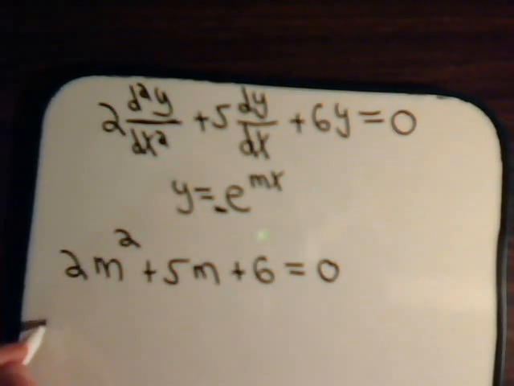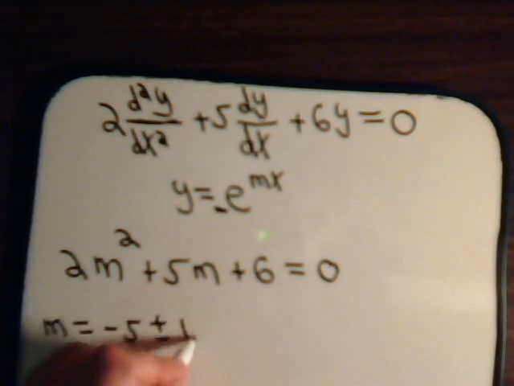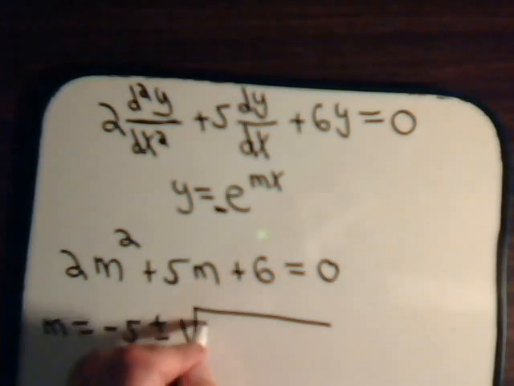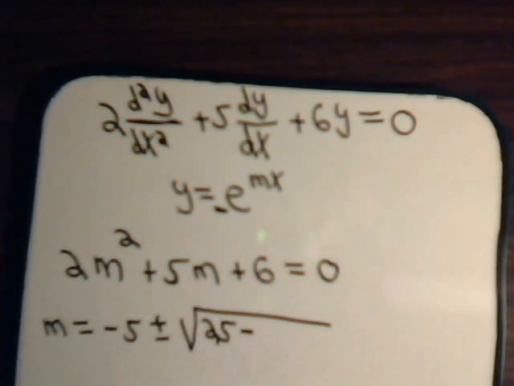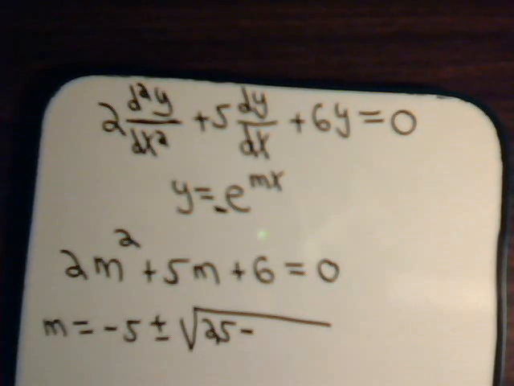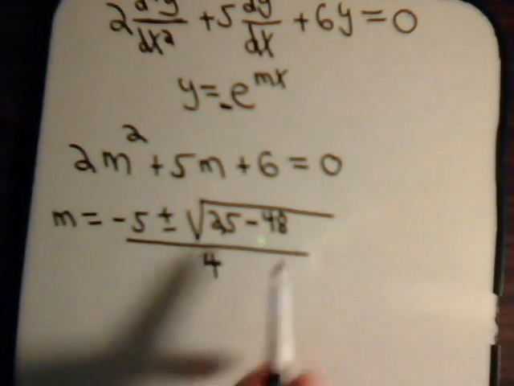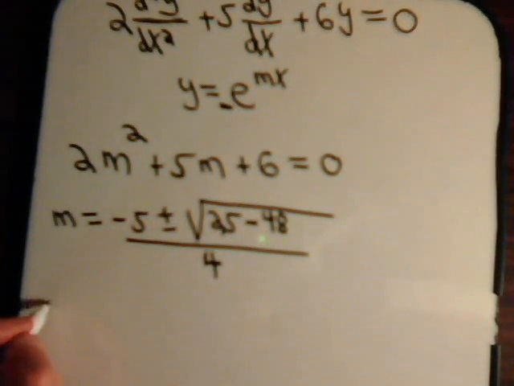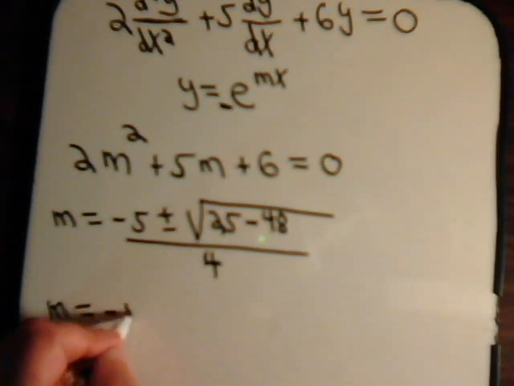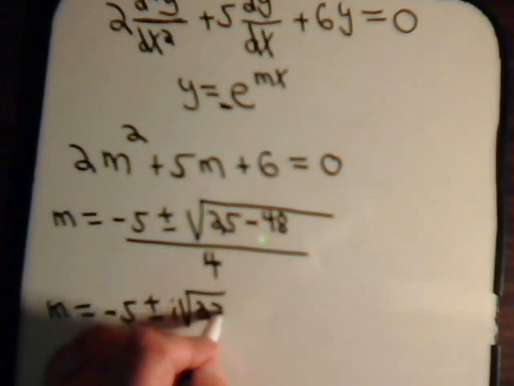We will have m equal to minus 5 plus or minus the square root of that squared, which is 25, minus 4ac, that'd be 4 times 2, which is 8, times 6, which is 48, divided by 2 times 2, which is 4. And then we can simplify this a little bit, and what we end up with is m equals minus 5 plus or minus i times the square root of 23.